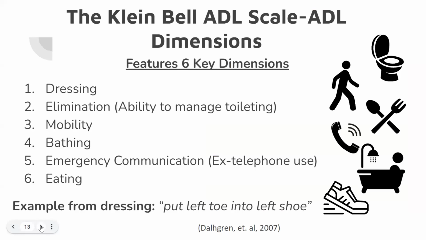There are 6 key dimensions to this test: dressing, elimination, which is the ability to manage toileting needs, mobility, bathing, emergency communication like telephone use, and eating. An example that we pulled from dressing would be the prompt, put toe into left shoe. The clinician would guide the client with this prompt and then observe if they're able to do this.